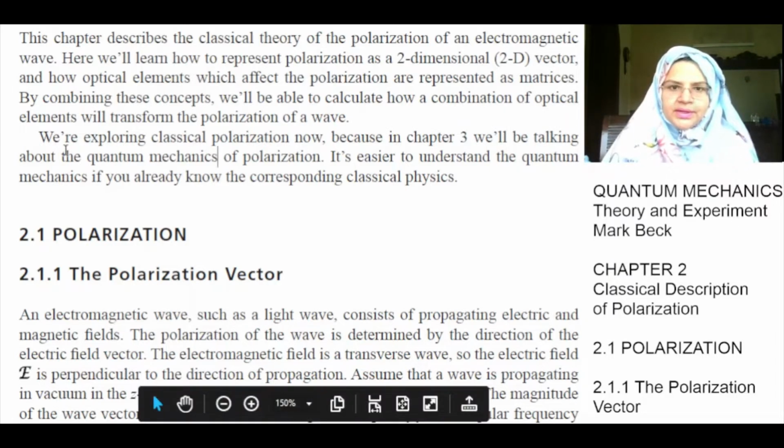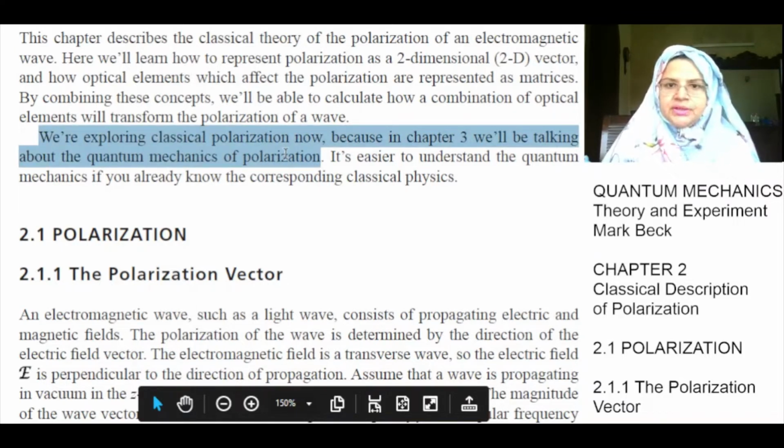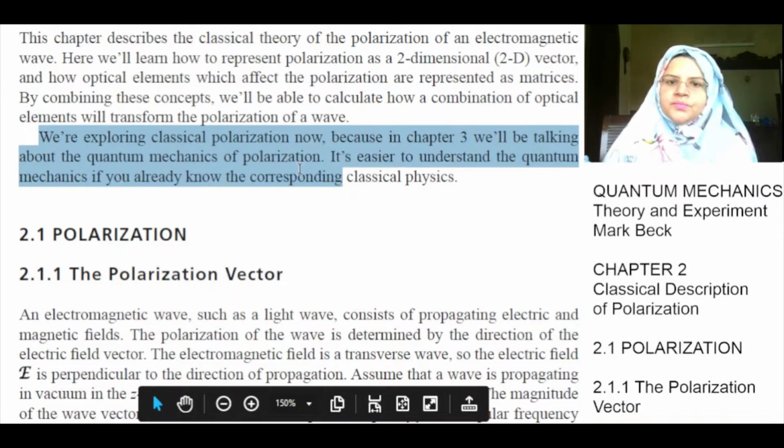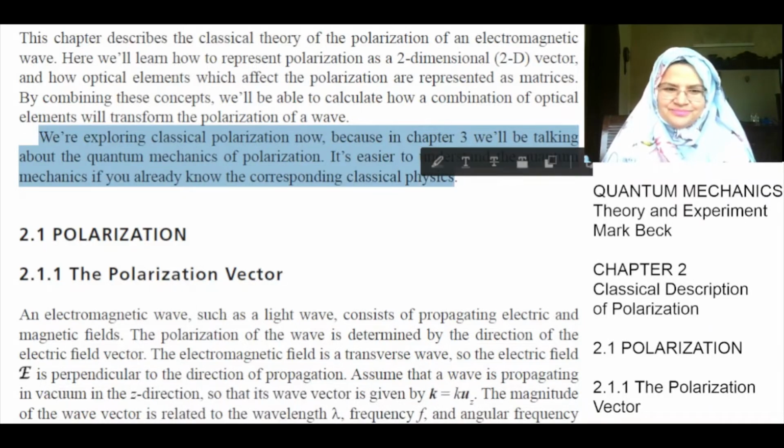We are exploring classical polarization now because in chapter 3 we will be talking about quantum mechanics of polarization. It's easier to understand the quantum mechanics if you already know the corresponding classical physics.